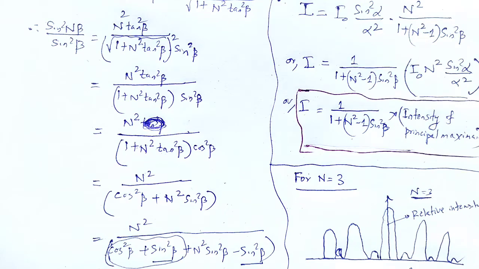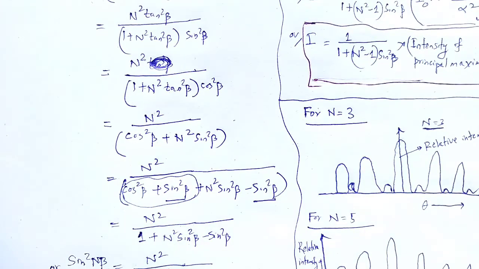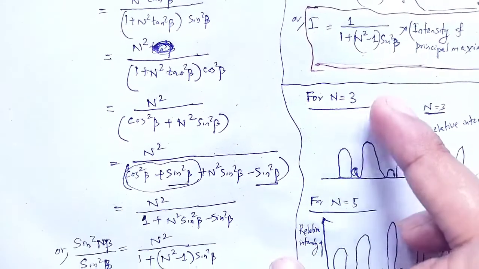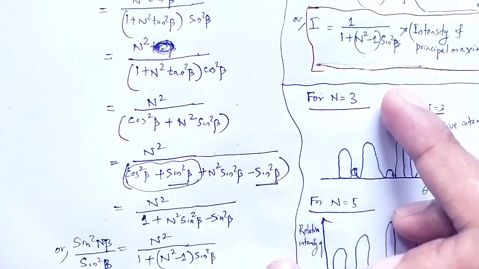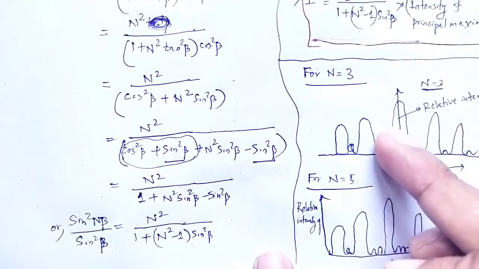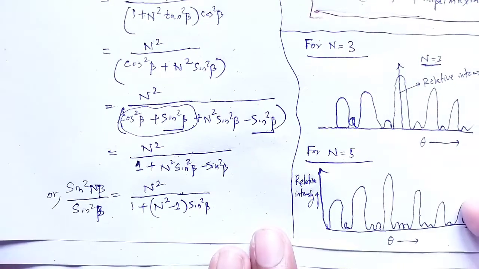So, a significant figure regarding the diffraction pattern when n is equal to 3 number of slits, when n is equal to 5 means 5 number of slits. These are the diffraction patterns we observe on the screen.